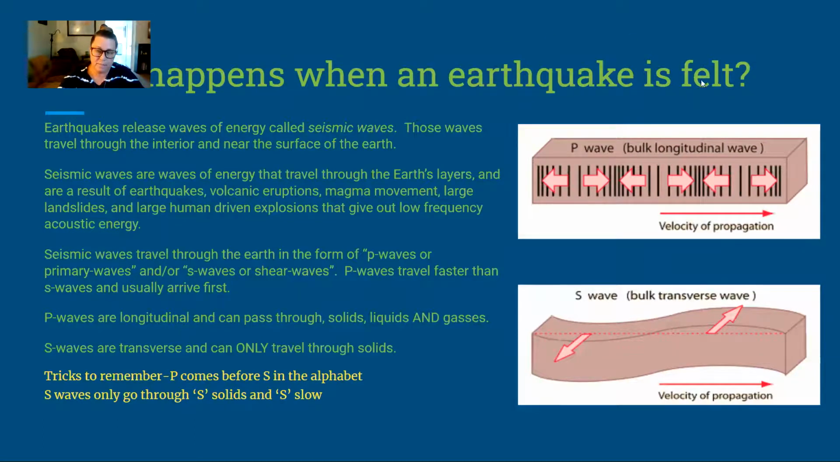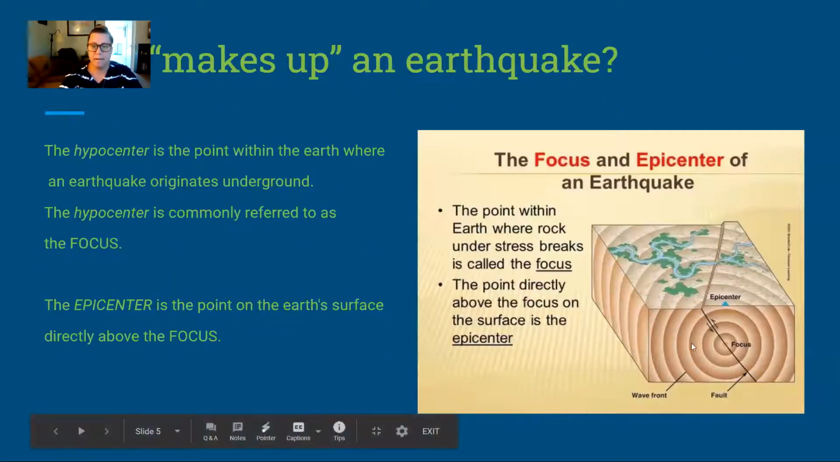When an earthquake is felt, a couple of things can happen. This is where I really want you to take notes, okay? Because your Venn diagram asks about P waves and S waves. I'm going to talk to you about P waves and S waves, which are called body waves. You might want to write that down. P waves and S waves are body waves, meaning that they are felt in the body of the earth, right?